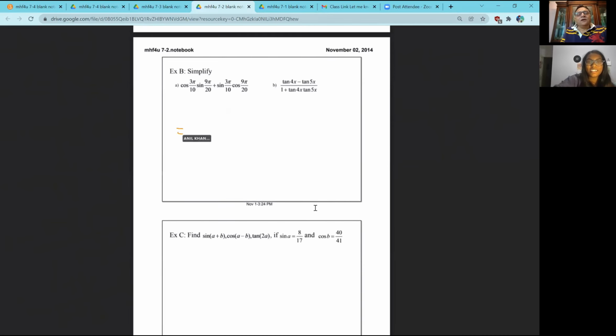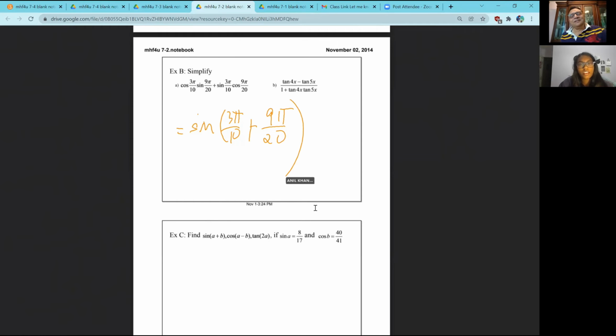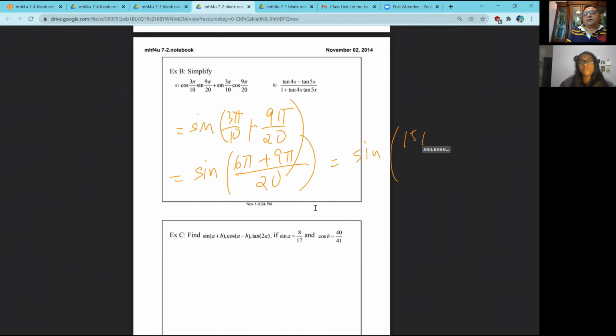Formula. So we have cos sine, sine cos. You understand? It is a combination of two. Just add them, sine and cos. That means we could straight away write this as sine of 3 pi by 10 plus 9 pi by 20. You get the idea. This is the formula, correct? And so what do we get? We get sine of, 20 is the common factor, so 6 pi plus 9 pi, and that is equal to sine of 15 pi by 20.